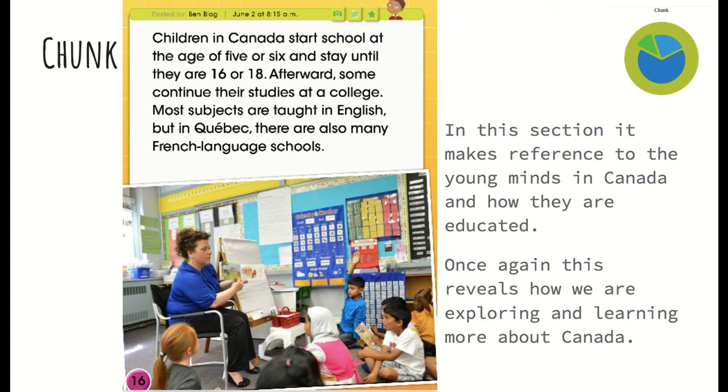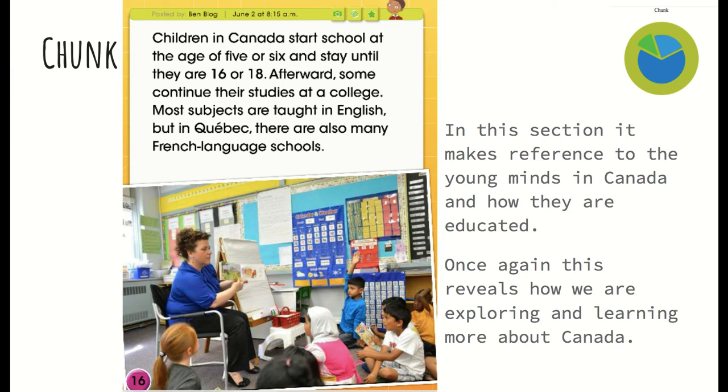Children in Canada start school at the age of 5 or 6. That's just about the same age as us, but let's go ahead and move on. They start at the age of 5 or 6 and stay until they are 16 or 18. Now, that part's a little different. Usually, to graduate from high school, you have to be at least 18, unless you take classes like post secondary or CIS classes, which allow you to graduate early, right? But generally, most people graduate at 18 or 17. Afterward, let's continue reading.